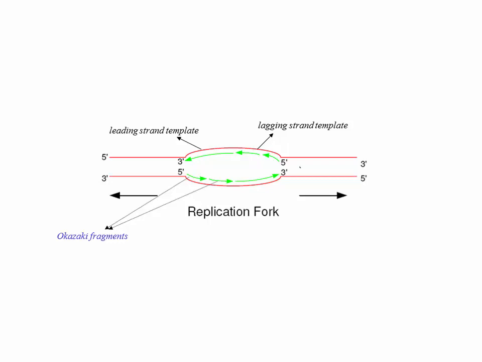This is called the leading strand template, and this is called the leading strand, where continuous DNA synthesis can take place. On the other strand, this is called the lagging strand because you have to synthesize it discontinuously, since DNA synthesis can only take place in the 5 prime to 3 prime direction. So here and also here, you have to synthesize it discontinuously. These fragments that have to be synthesized discontinuously are called Okazaki fragments, named after the scientist who discovered them.